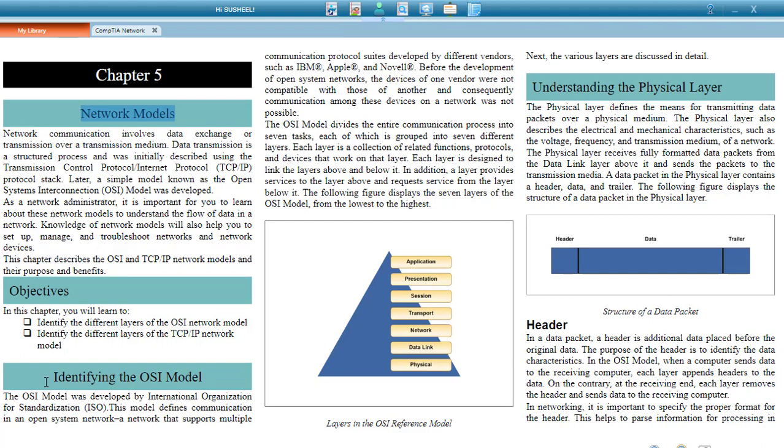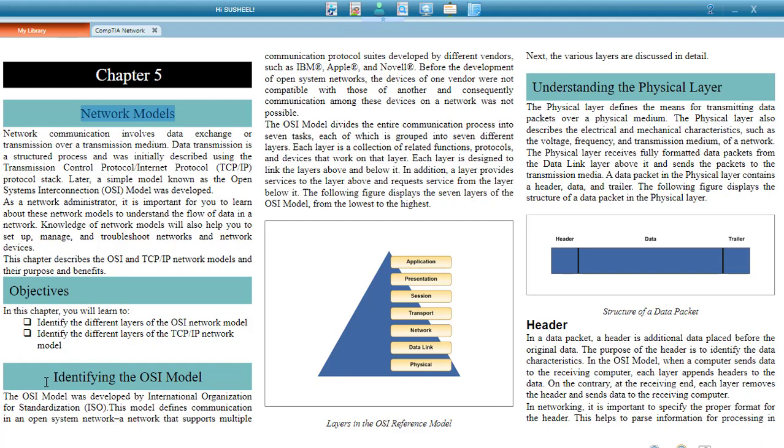The following figure displays the 7 layers of the OSI model, from the lowest to the highest. Layers in the OSI reference model. Next, the various layers are discussed in detail.